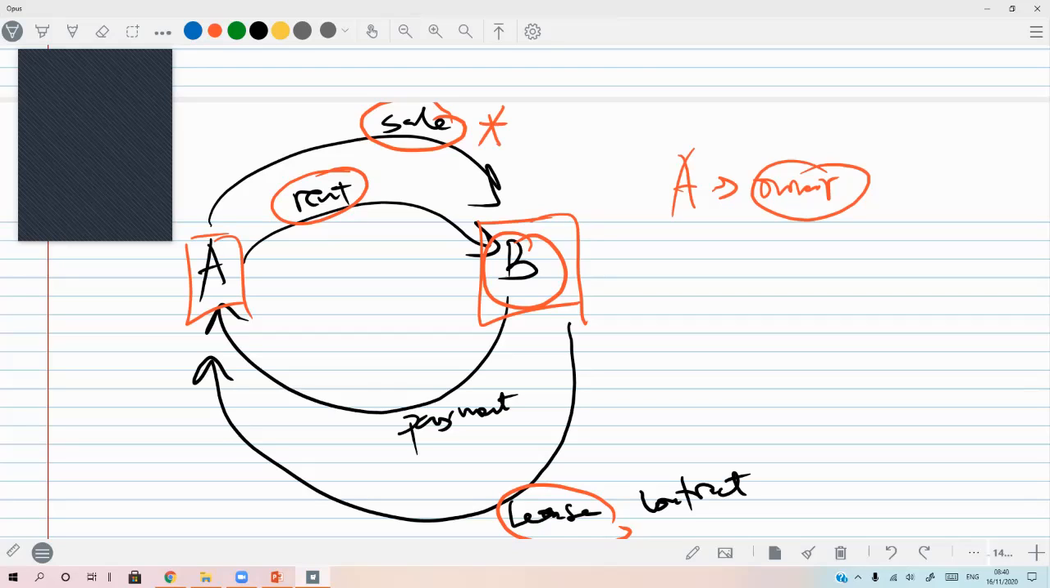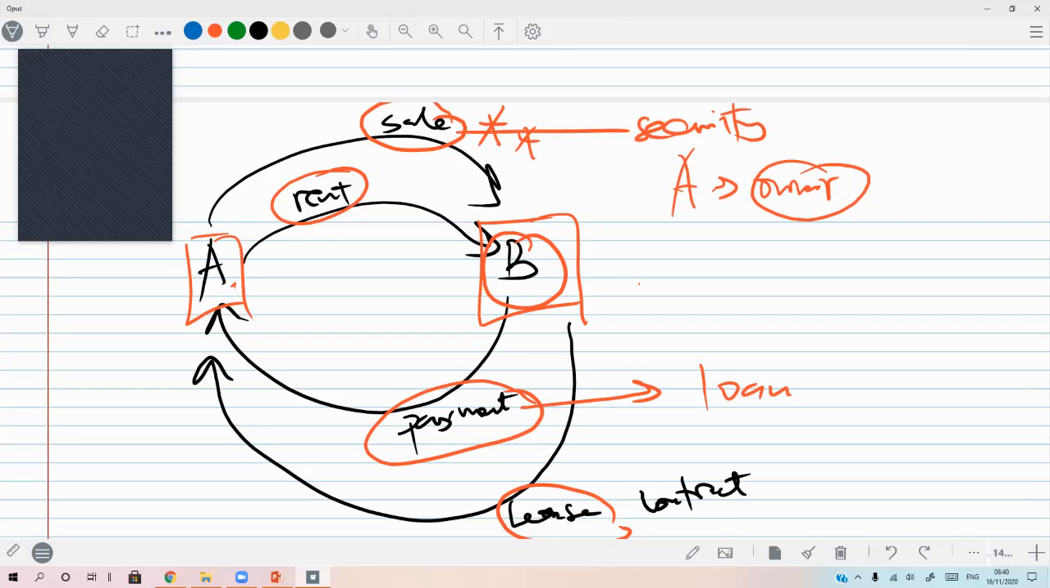If anything, what has happened is that part A has used the asset. This sale is simply a transfer of the asset from A to B for a loan. This payment here is a loan that part A has obtained from part B, and they're using the asset as collateral, as security, for this loan they have taken.